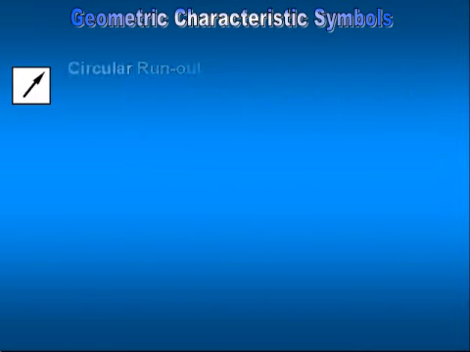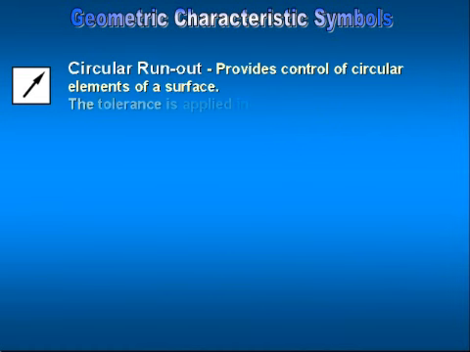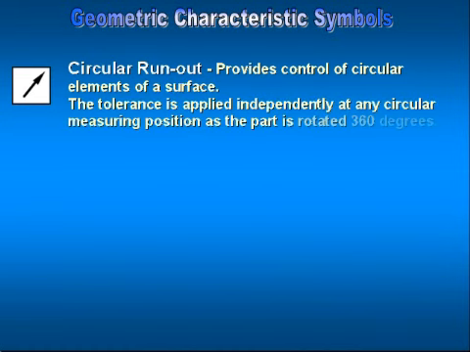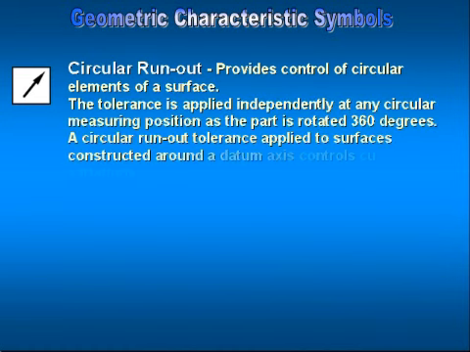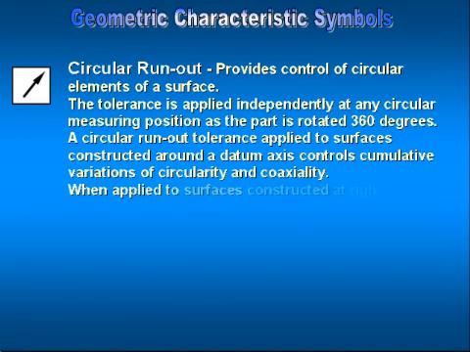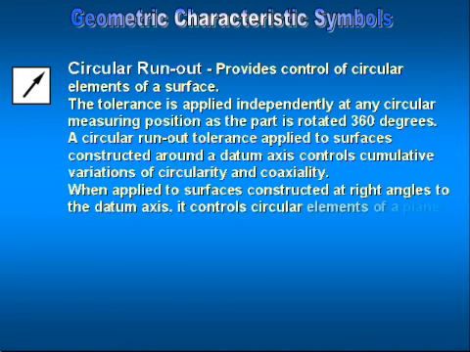Circular runout. Circular runout provides control of circular elements of a surface. The tolerance is applied independently at any circular measuring position as the part is rotated 360 degrees. A circular runout tolerance applied to surfaces constructed around a datum axis controls cumulative variations of circularity and coaxiality. When applied to surfaces constructed at right angles to the datum axis, it controls circular elements of a plane surface.